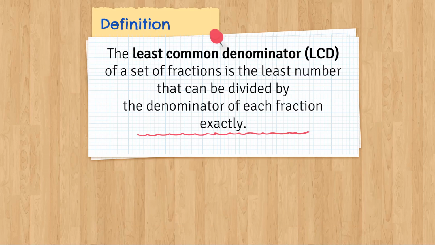So let us have the definition first of LCD. I know you're already familiar with LCD. Well, actually, the LCD, or the least common denominator of a set of fractions, is the least number that can be divided by the denominator of each fraction exactly. So whenever we get the LCD, that LCD must be divisible by all our original denominators. It is the least number wherein we can divide all of our other denominators.